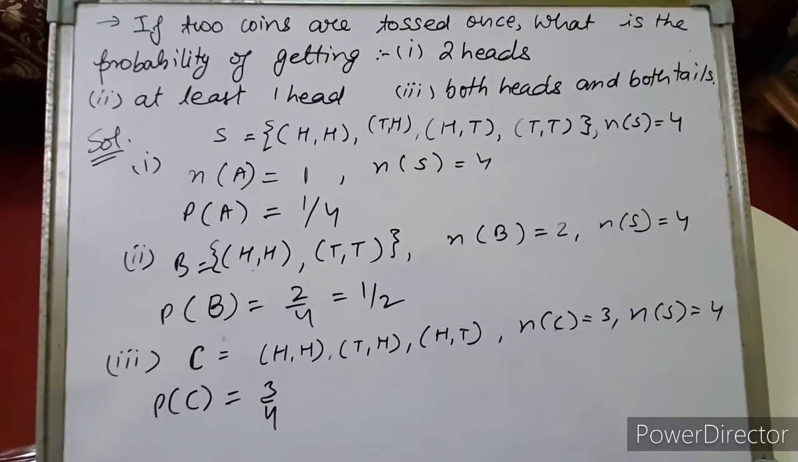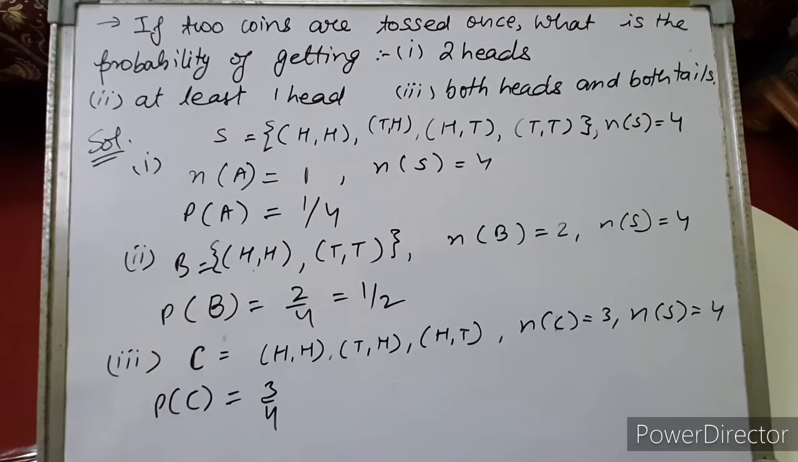Children, now let's see another sum. In this sum, it is given that if two coins are tossed once, what is the probability of getting number 1, 2 heads, number 2, at least 1 head, and number 3, both head and both tail. Right.